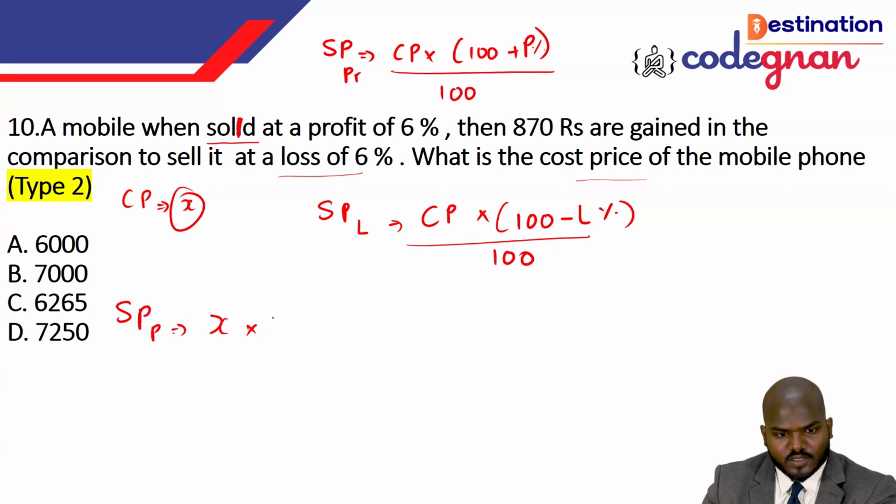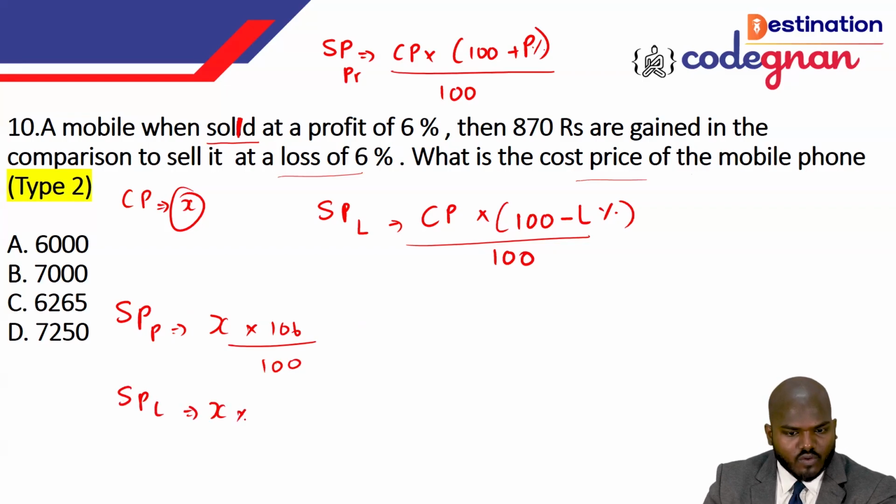So for the selling price at a profit, with cost price X times 100 plus profit, I can directly call it 106 by 100. Next, for the selling price at a loss with cost price X, 100 minus loss, we will call it 94 by 100. Going onwards, what is the cost price of the mobile phone? That is what they have asked here.